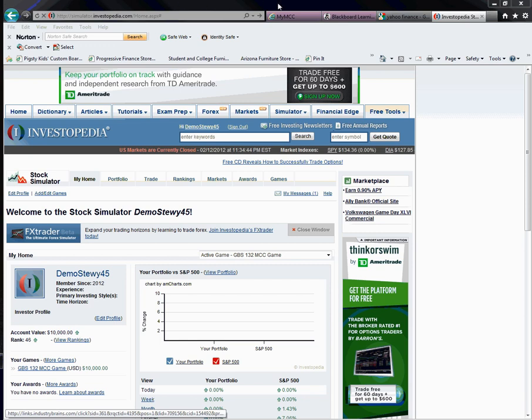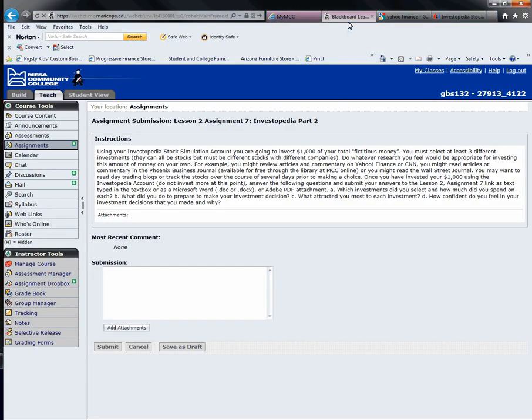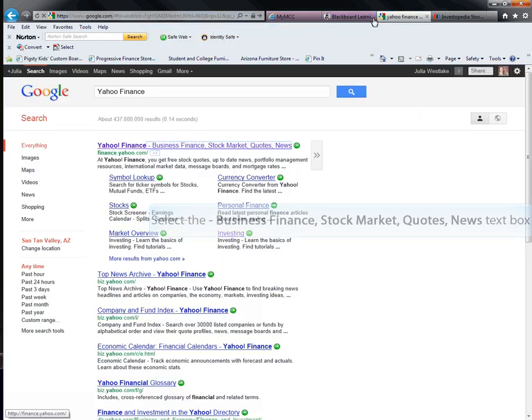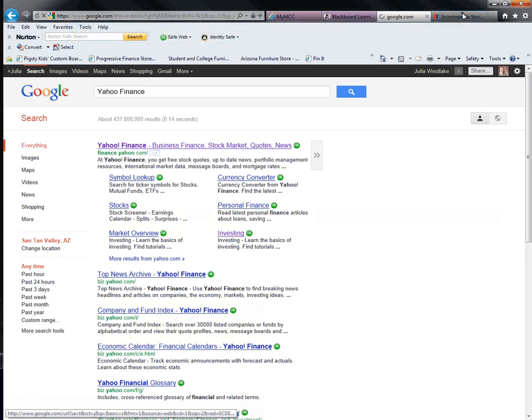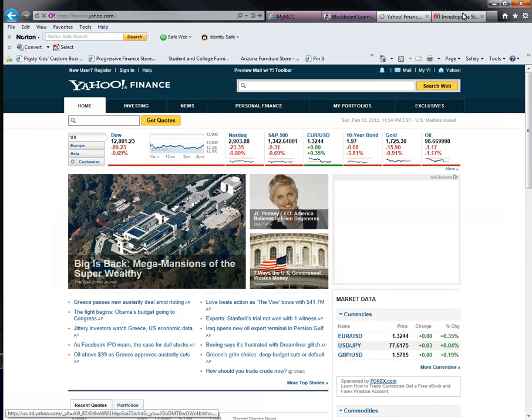This tutorial is to help you out with Lesson 2, Assignment 7, where you'll be investing using your Investopedia account. For this assignment, you'll need the assignment instructions, which are posted in Blackboard or on Canvas, whichever type of course you're in. You'll also need to open up Yahoo Finance, so go ahead and open it up. And then you'll also need your Investopedia stock account.